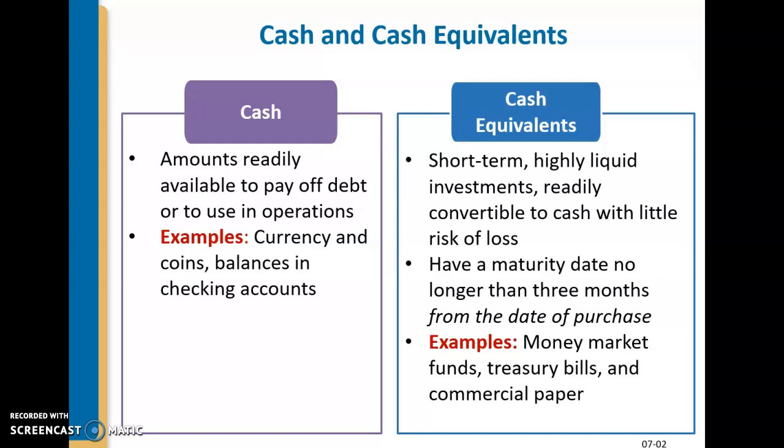Cash equivalents are short-term, highly liquid investments, readily convertible to cash with little risk of loss. Cash equivalents have a maturity date no longer than 3 months from the date of purchase. Examples might include money market funds, treasury bills, commercial paper.